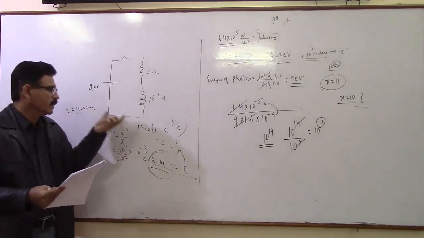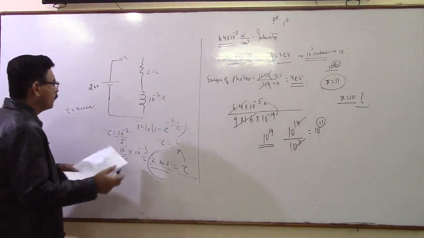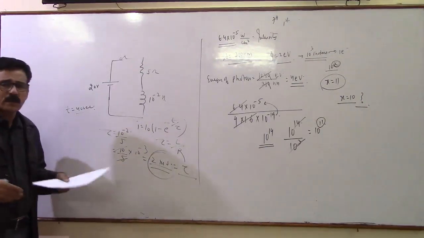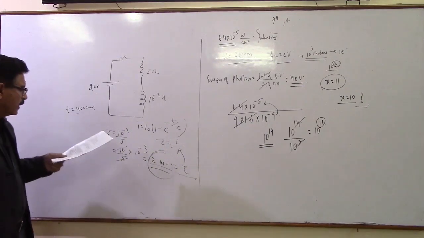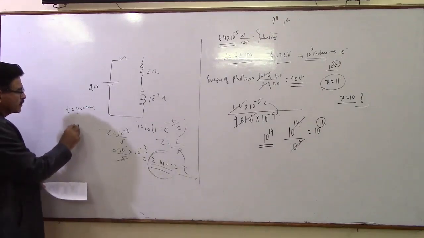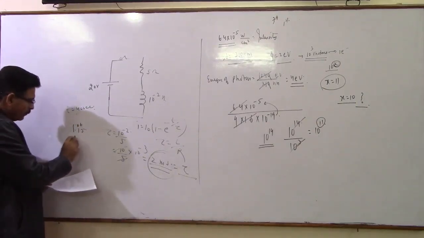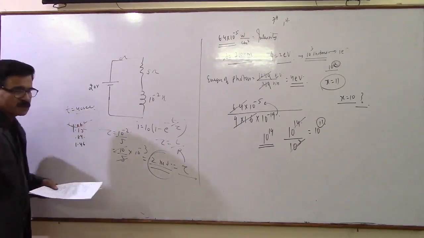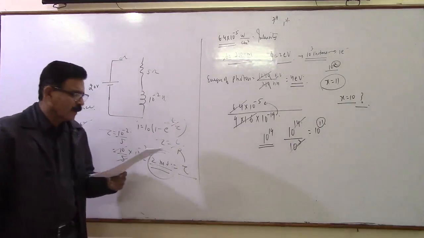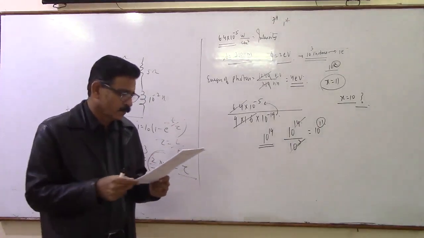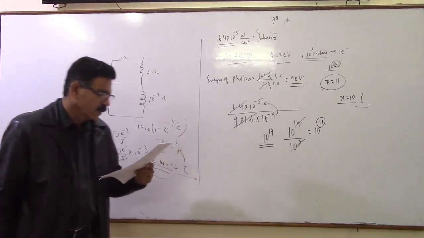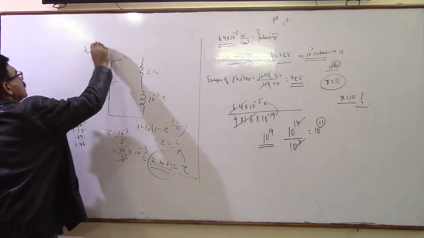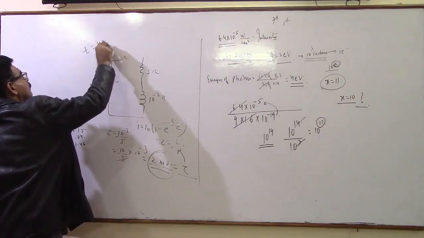So the current will reach the steady state, so the ratio of the current in the steady state to the current after 40 seconds will be approximately equal to 1. And out of all the answers given, 1.06, 1.15, 0.84 and 1.46, obviously 1.06 is the correct answer. Now if I try to put a finger on the mistake, they should have given you t equal to 4 milliseconds.